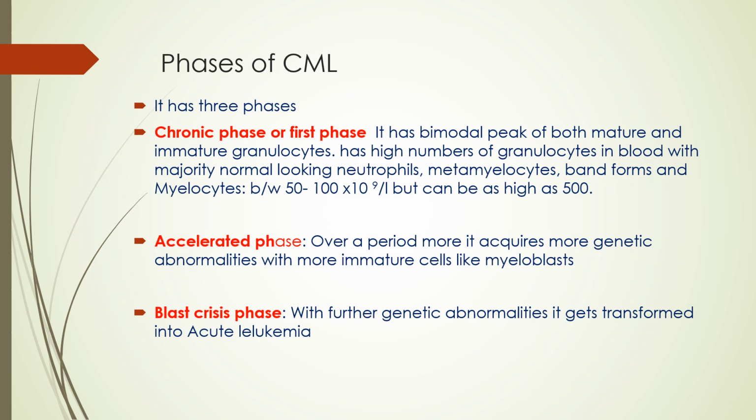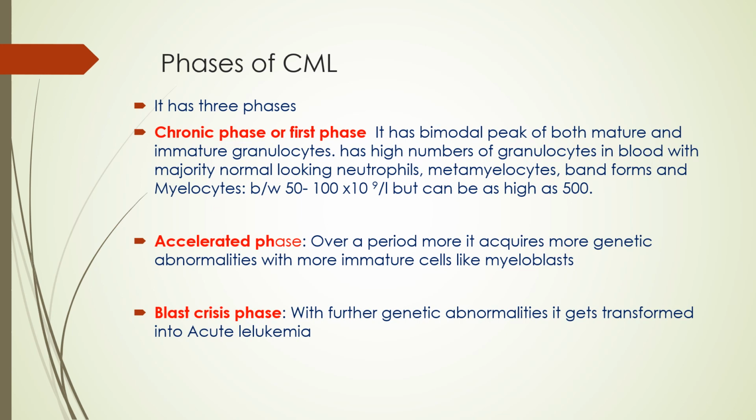This phase has a bimodal peak of both mature and immature granulocytes. The granulocytes are very high in number in the blood. Their count can be between 50 and 100 x 10^9 per liter, but can be as high as 500. They have both mature and immature granulocytes. The mature granulocytes are the neutrophils and band forms, and the immature ones are the myelocytes and metamyelocytes. Myeloblasts can be present, but in very few numbers, in most cases less than 3%.